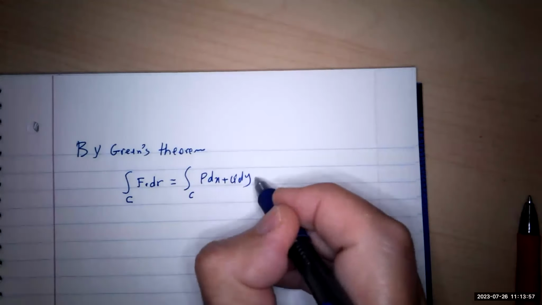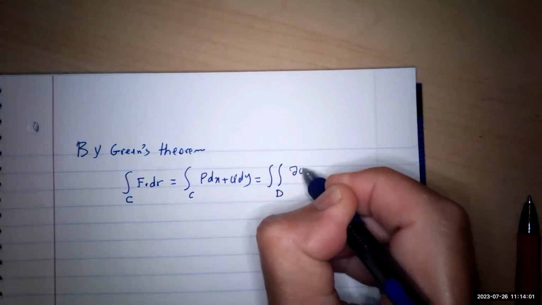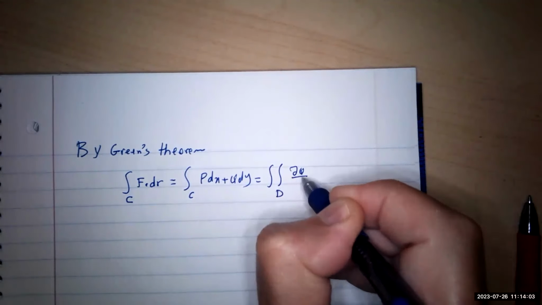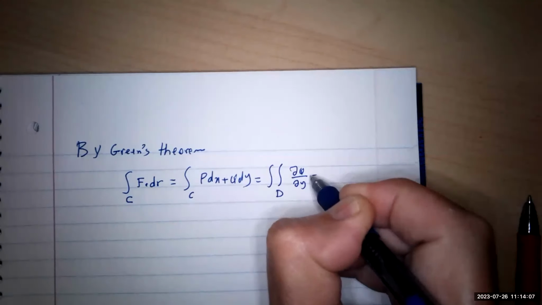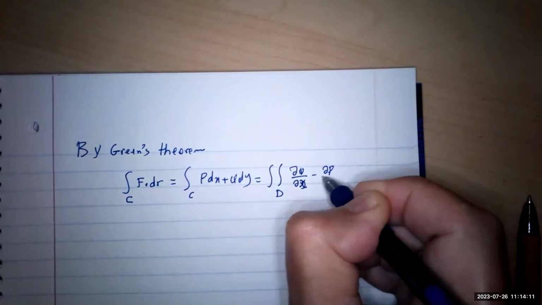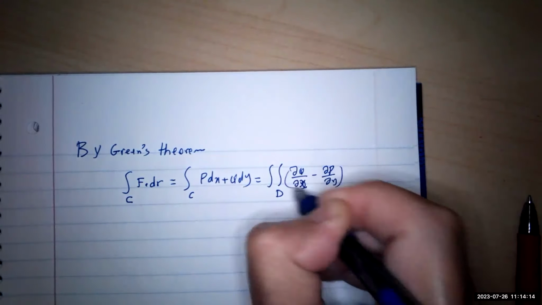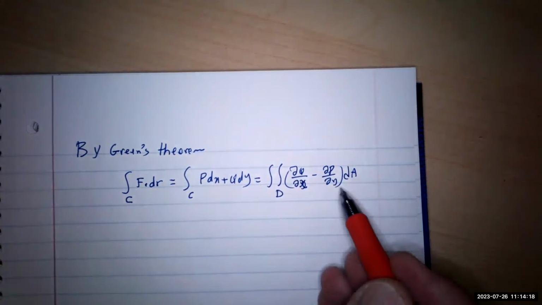Remember, this was equal to what? It was equal to the double integral over D of ∂Q/∂x minus ∂P/∂y dA. Now substitute this one by the one that we did.